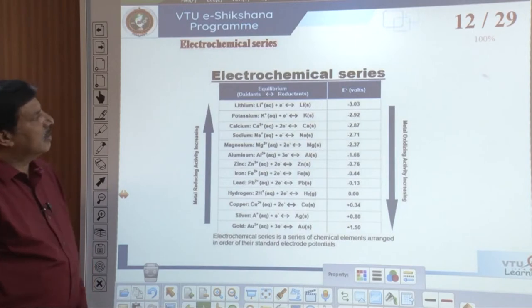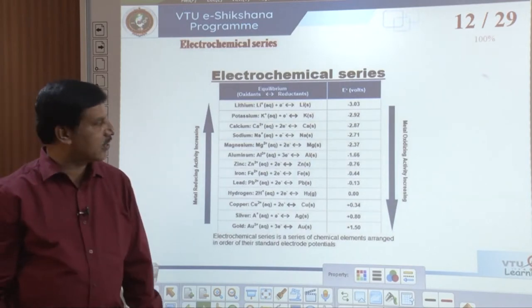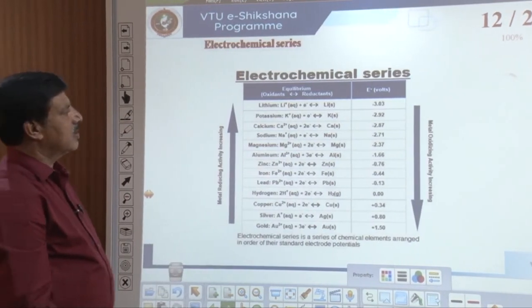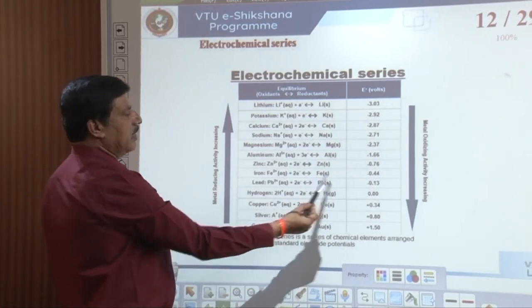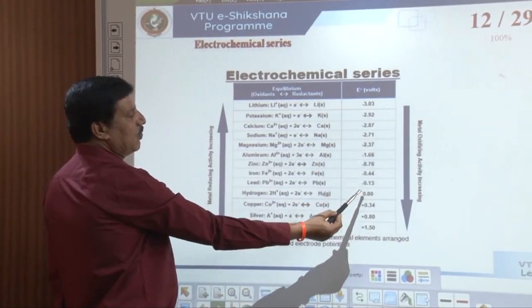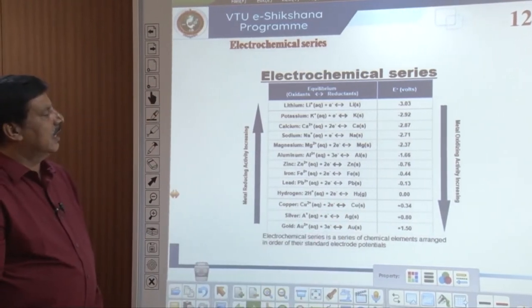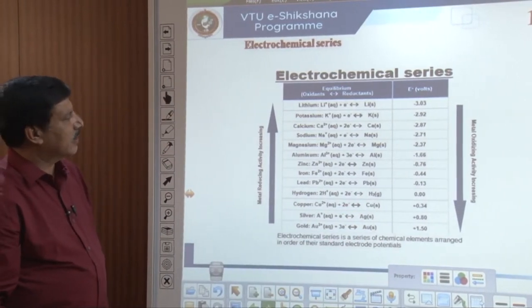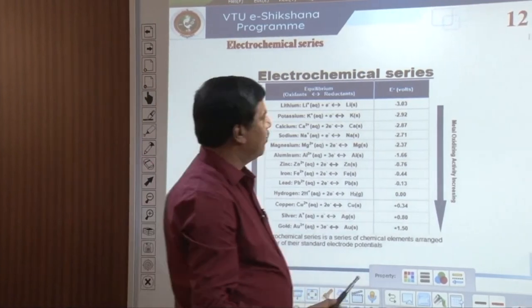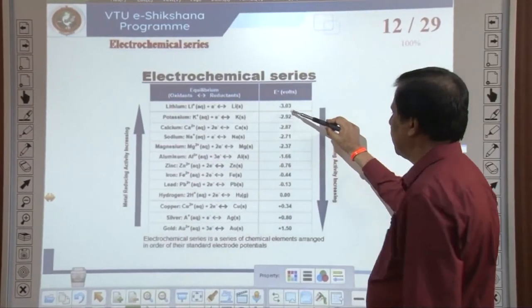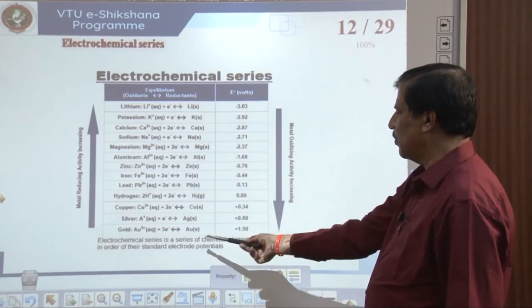Then this is the electrochemical series. So far I discussed, for example, iron minus 0.44, zinc minus 0.76, aluminium, and, for example, lithium. These are the readings of the potentials in the electrochemical series.